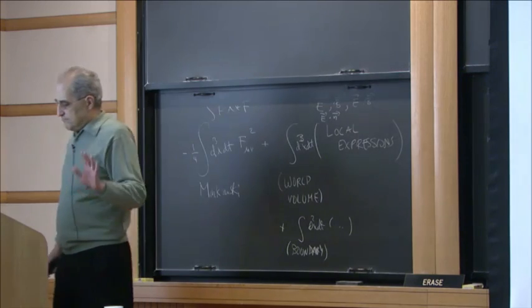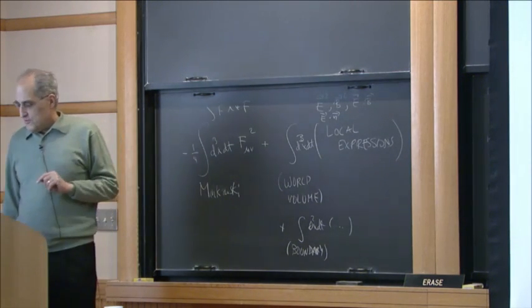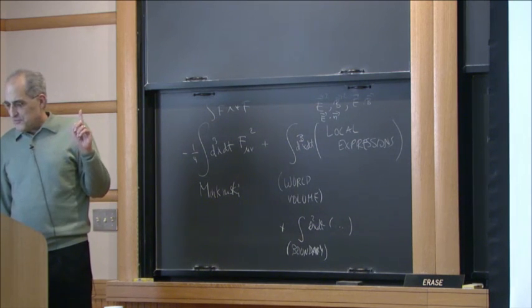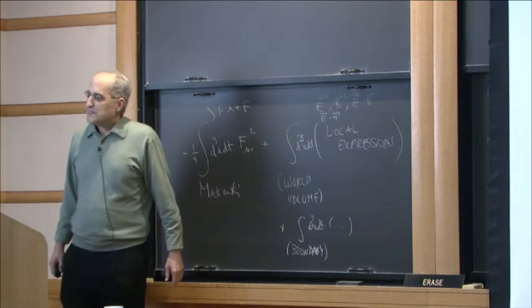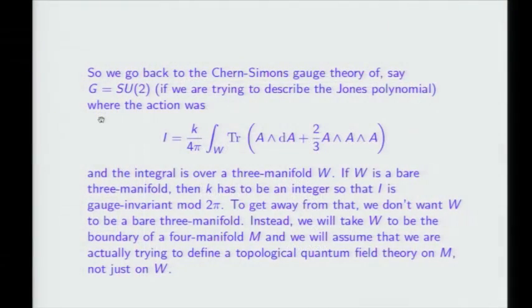So, I mean, there are a lot of fun directions to go in, but we can't do them all. In fact, we can't even finish what I did plan. So we're going to go back to the Chern-Simons gauge theory of, say, SU2, if we're aiming to describe the Jones polynomial.